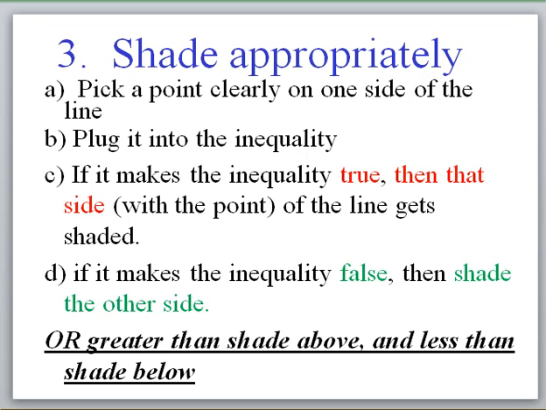One way to do that is to pick a point on either side of the line and plug it into the inequality. If the inequality is true, then you shade that side. If the inequality is false, then you shade the other side. Well, here's what I really like to do. I like to think about it this way. If it's a greater than, shade above the line. If it's less than, shade below the line. Those are the two things I like to do.